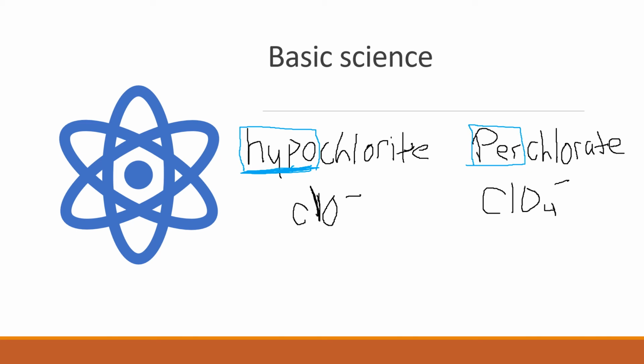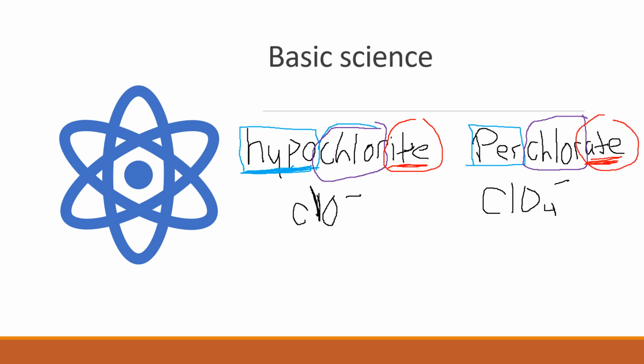And then again, here's the root of chlorine, and then again, same as before, here is the suffix, and the rules kind of apply the same as before. The one with fewer gets "ite" and the one with more gets "ate."